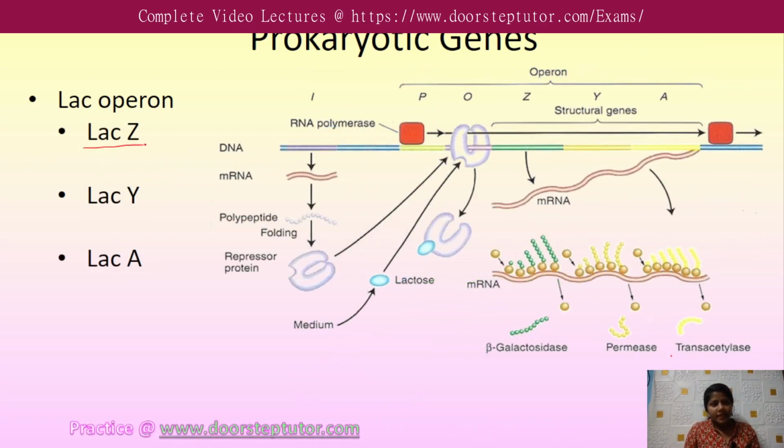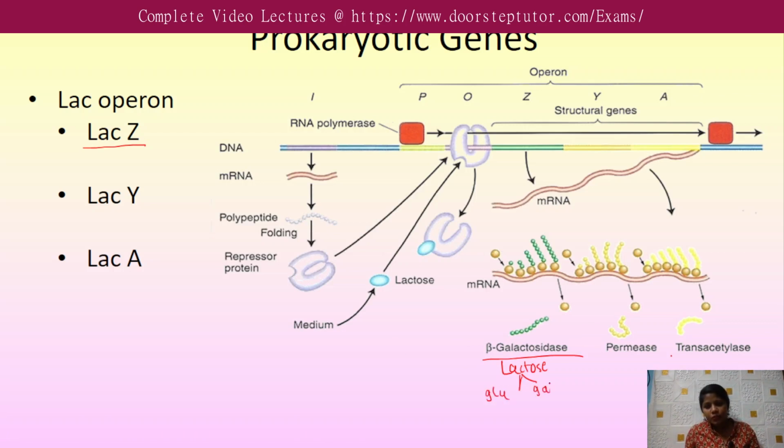First we will see LAC-Z, that is beta galactosidase. What it does is it converts lactose to its monomers, that is glucose and galactose. When it comes to permease, LAC-Y is nothing but the permease. It acts as a transporter which takes up lactose into the cell.